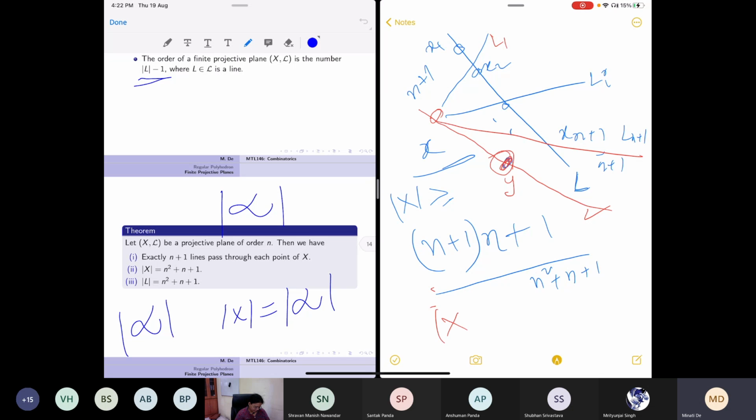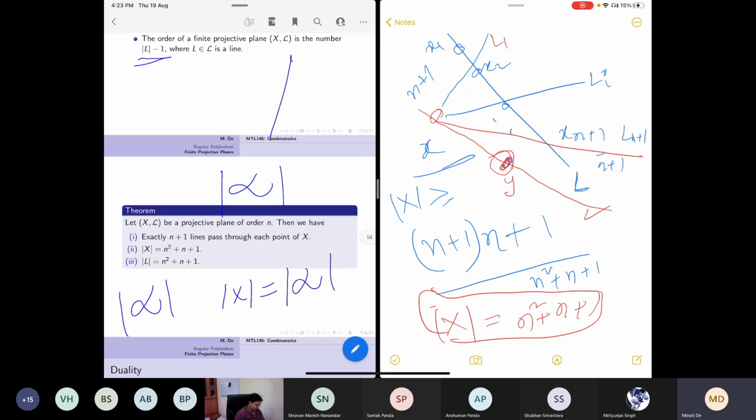So in other words, the cardinality of X is exactly n² + n + 1. Okay, so that's done, right? Now let's consider the third proof. So what is the third proof?